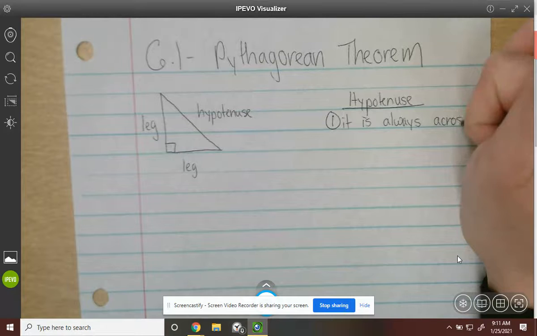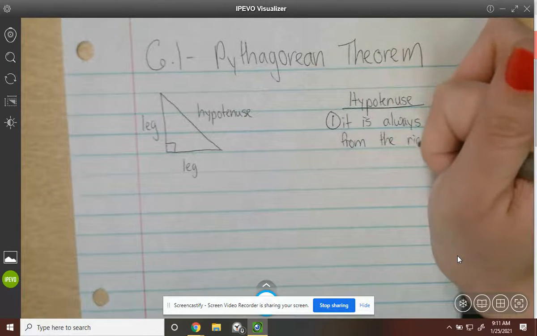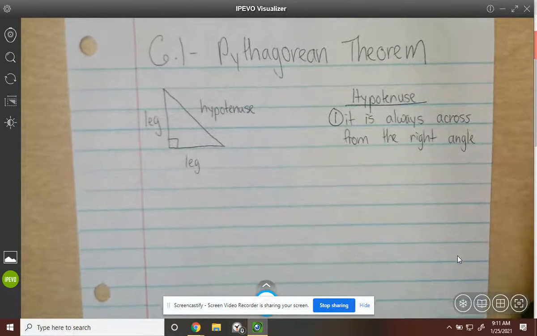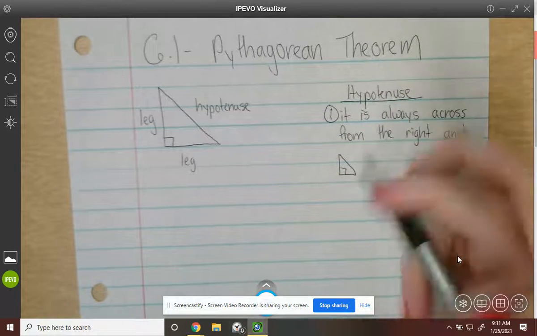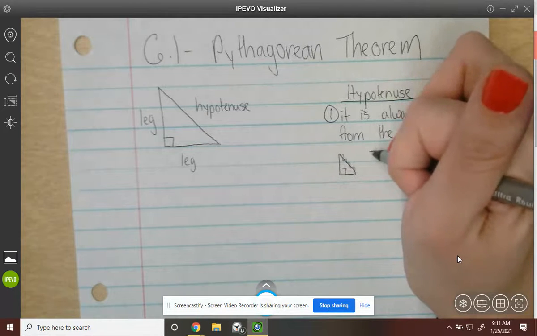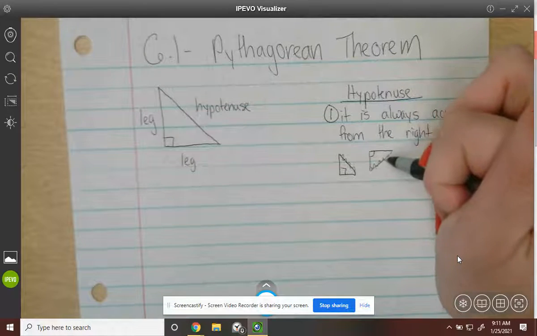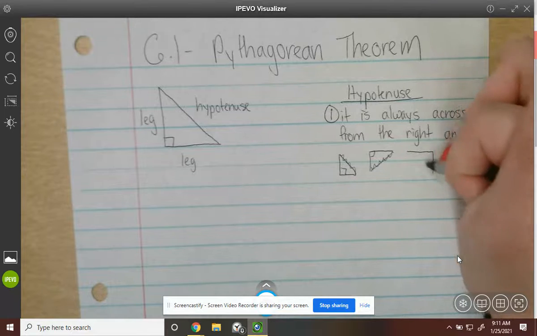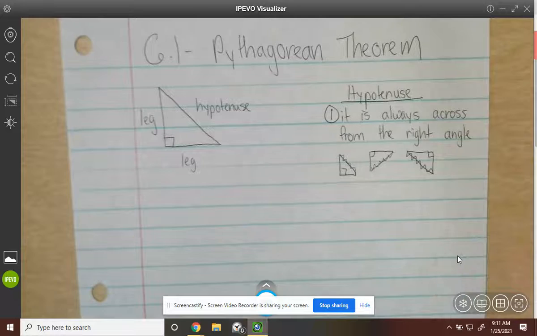First, it is always across from the right angle. So in this particular example, this is my hypotenuse because it's straight across from the right angle. In this one, this would be my hypotenuse because it's across from the right angle. And if I flip that around, that would be my hypotenuse because it's across from the right angle.